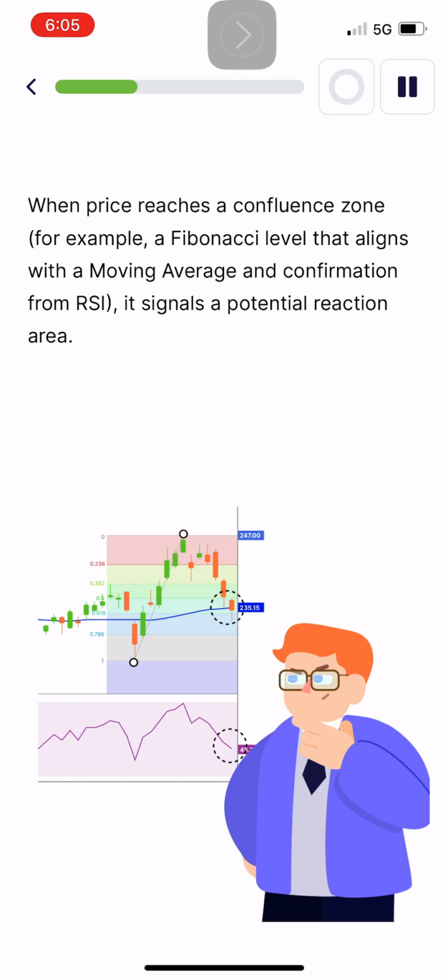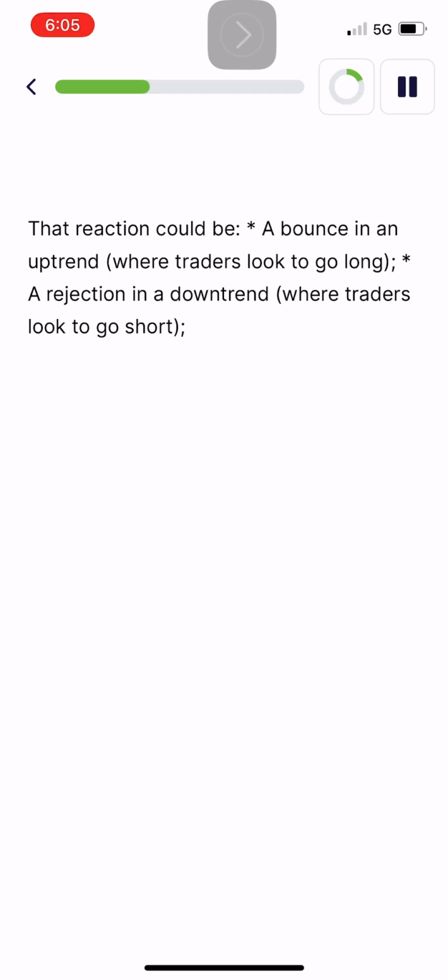When price reaches a confluence zone, for example a Fibonacci level that aligns with a moving average and confirmation from RSI, it signals a potential reaction area. That reaction could be a bounce in an uptrend, where traders look to go long, or a rejection in a downtrend, where traders look to go short.